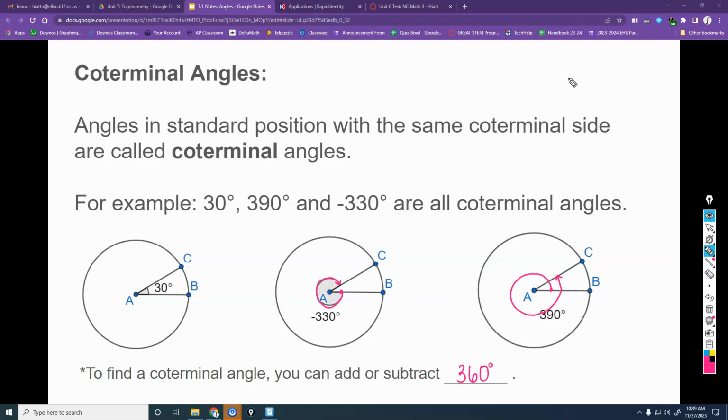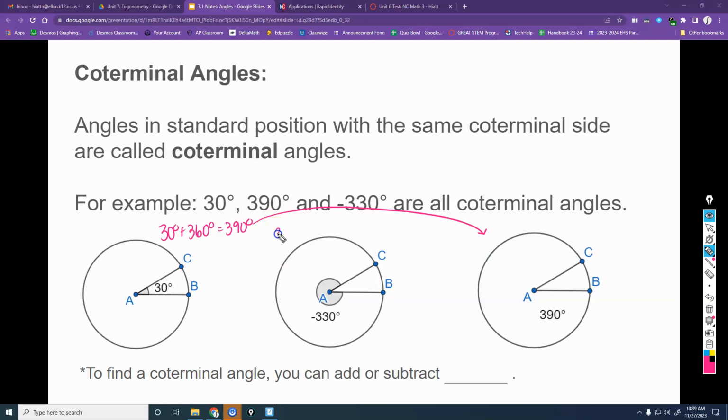Okay? So if you keep adding 360 to the number, yes. So like for example here, 30 plus 360 gives us 390. 30 plus 360 equals 390. That's a coterminal angle. That's this one over here, right?